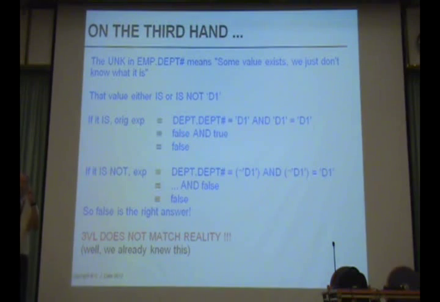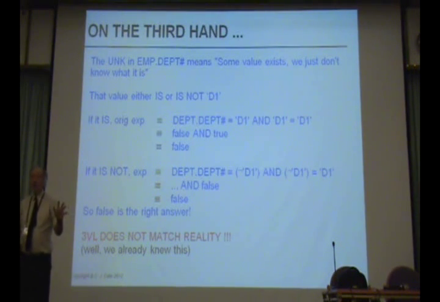You understand? The answer that is correct in the logic is unknown. The answer that is correct in reality is false. The system has given you the wrong answer. That's why this three-value logic stuff is no good for this purpose. It doesn't match reality.